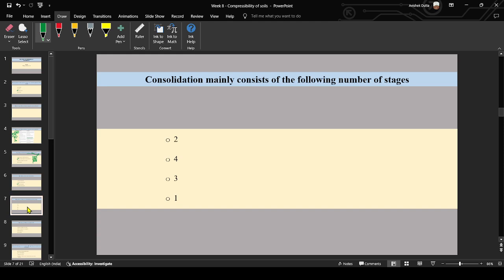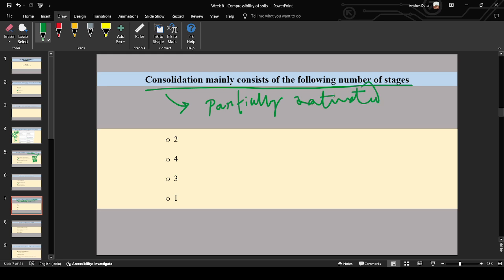Consolidation mainly occurs in the consists of the following number of stages. Now I have mentioned consolidation, the process for this question. You have to consider that it is naturally occurring soil which is partially saturated. Okay.